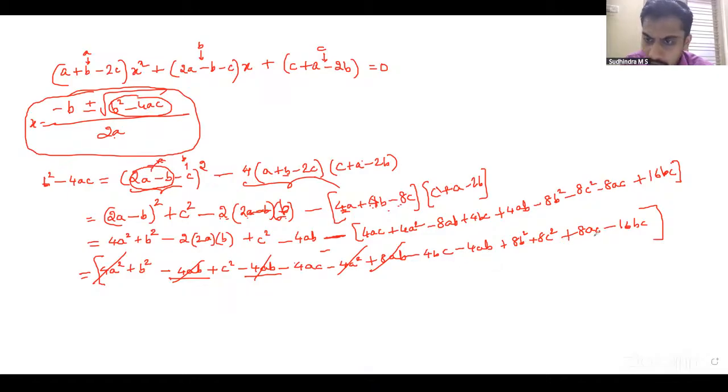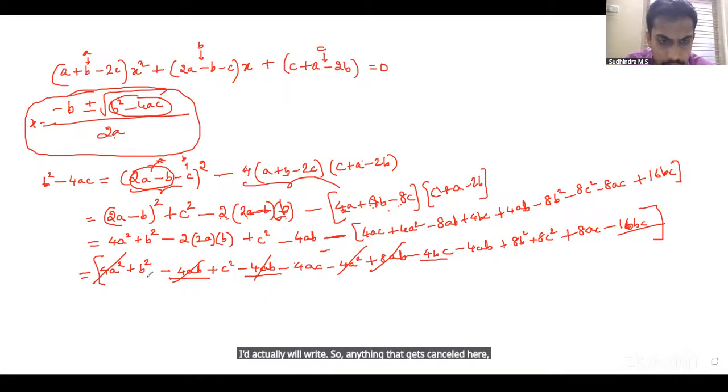The 4b minus 4bc and then the last term minus 4bc, and this is 16bc, no? Yeah, so you can just write that as minus 20bc. That we will write. So anything that gets cancelled here: b square, c square, 4ac, 4ab, 8b square, 8c square, 8ac. Did you miss anything?